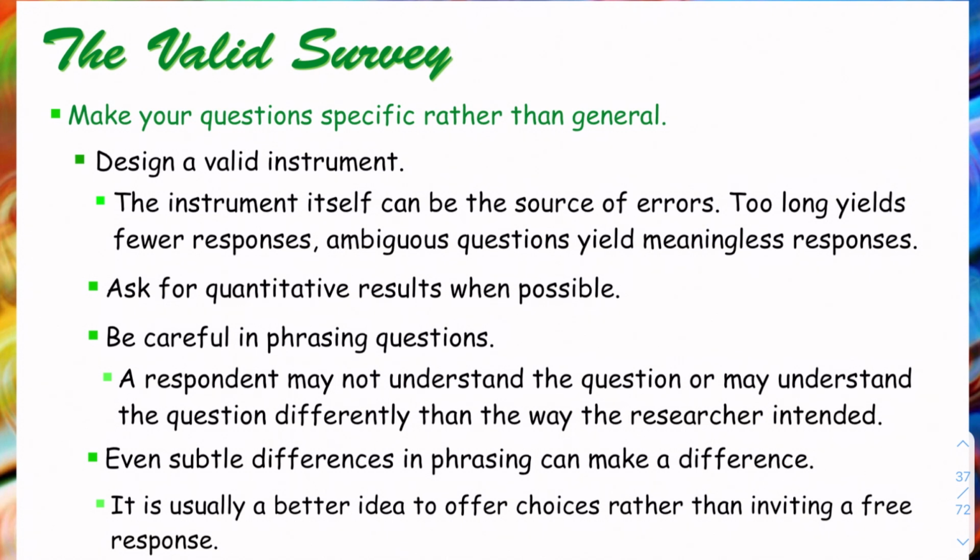Ask for quantitative results when possible. Be careful in phrasing questions. A respondent may not understand the question or may understand the question differently than the way the researcher intended. I think we've all experienced times where you ask someone a question and they don't actually hear the words that you're asking them. They hear something different. You always have to be mindful of how you phrase a question. Even subtle differences in phrasing can make a huge difference. And it's usually a better idea to offer choices rather than inviting a free response.